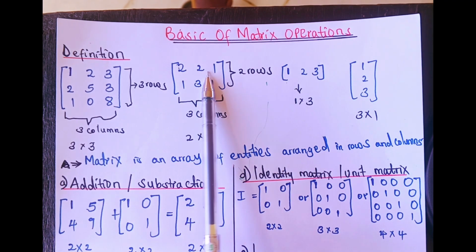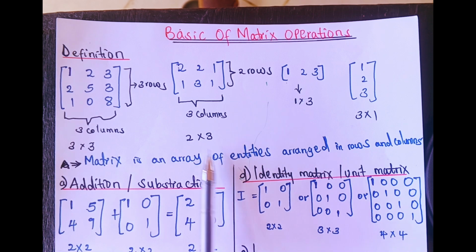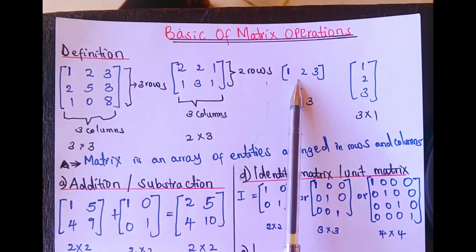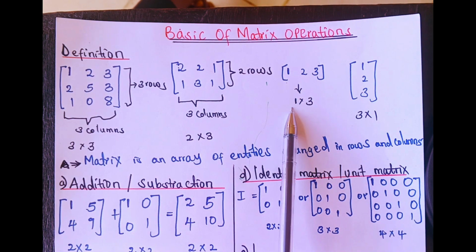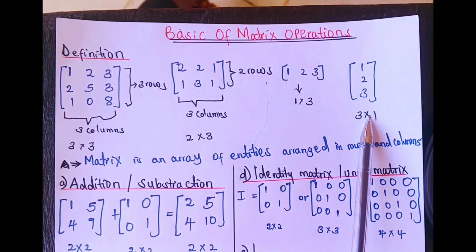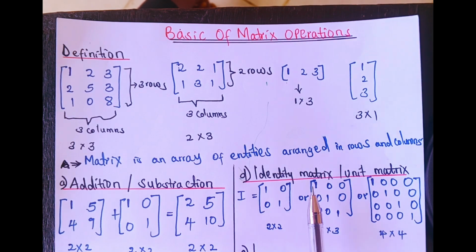And here, given 2, 2, 1, 1, 3, 1, it's 2 rows and 3 columns, so it's going to be a 2 by 3 matrix. And here you are given only 1 row but 3 columns, so it's going to be a 1 by 3 matrix. And here it's going to be a 3 by 1 matrix since we are only given 3 rows.